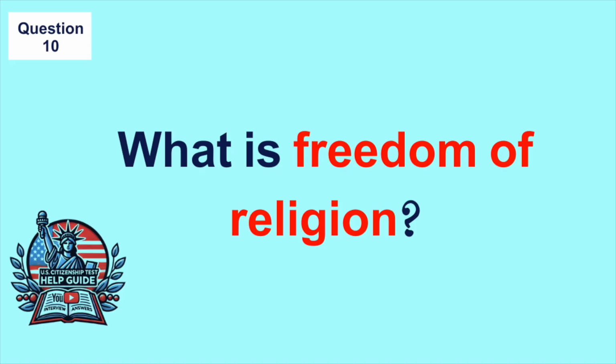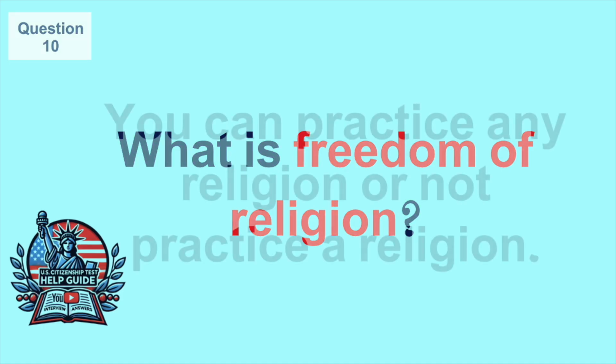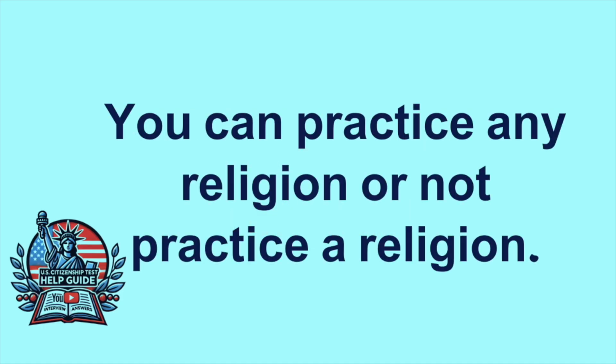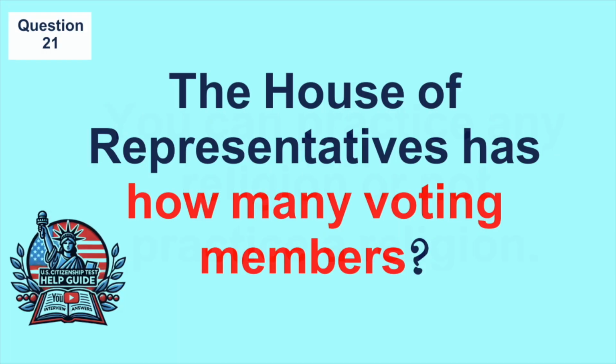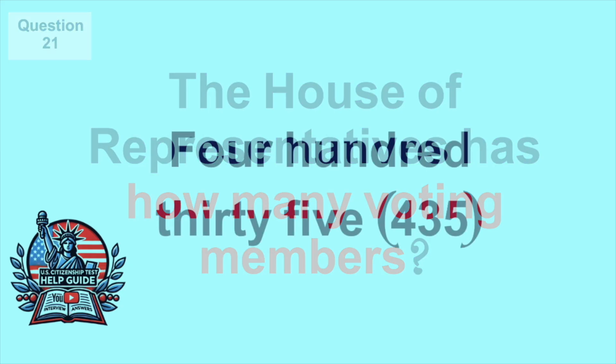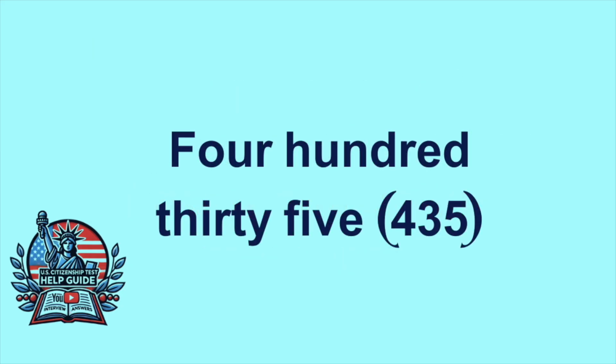What is freedom of religion? You can practice any religion, or not practice a religion. The House of Representatives has how many voting members? 435.